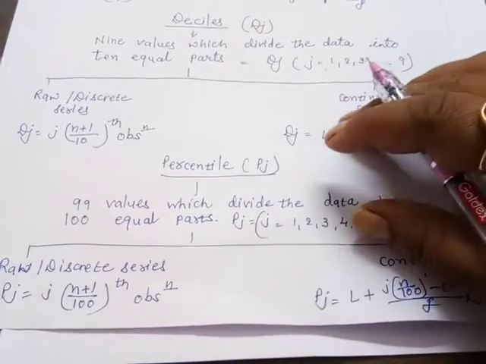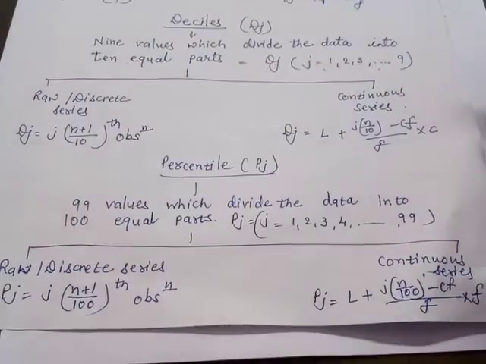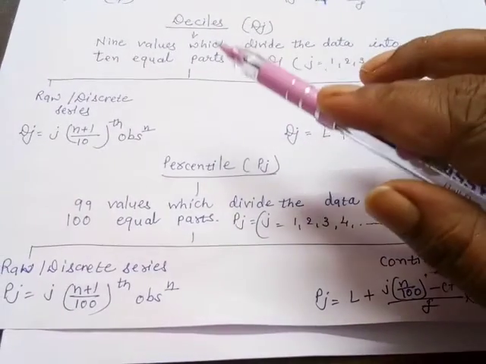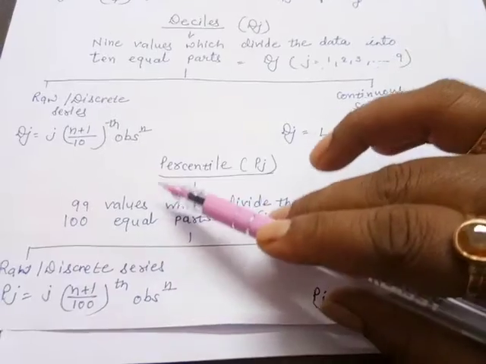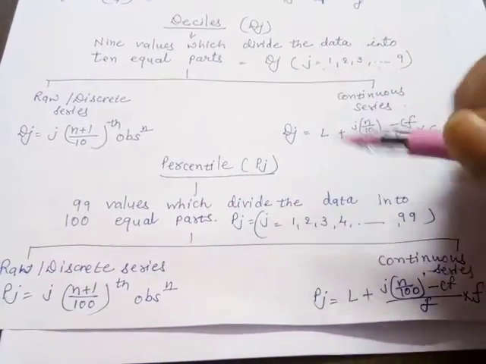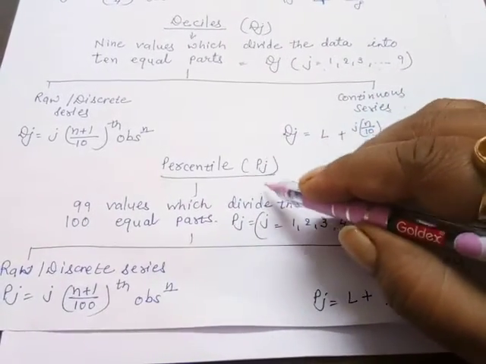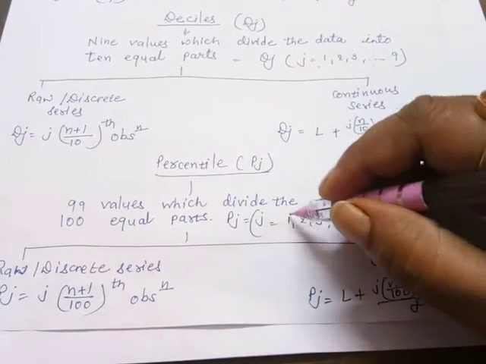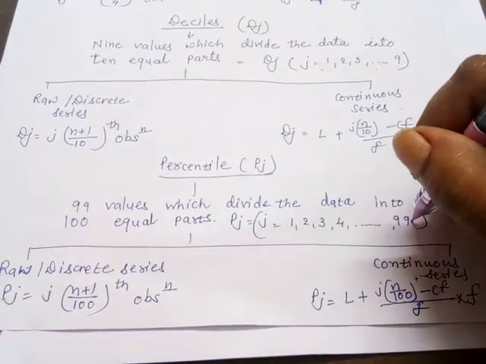Now percentile. Percentile means 99 values which divide the data into 100 equal parts, that is called percentiles. Now see, for the quartile, decile and percentile, there is no perfect definition. So we have to convert the meaning into these terms only. Percentile is denoted by capital P and J means whatever value is given to find out. So that comes from 1 to 99.